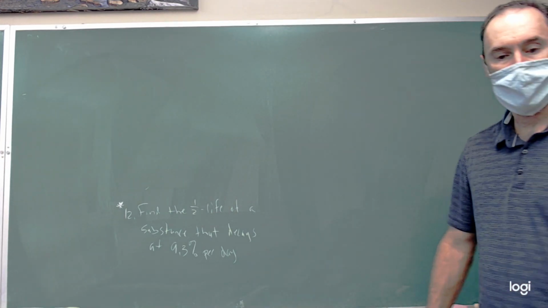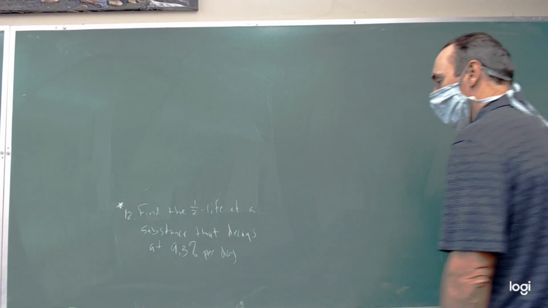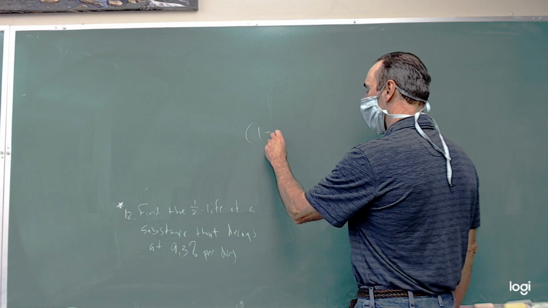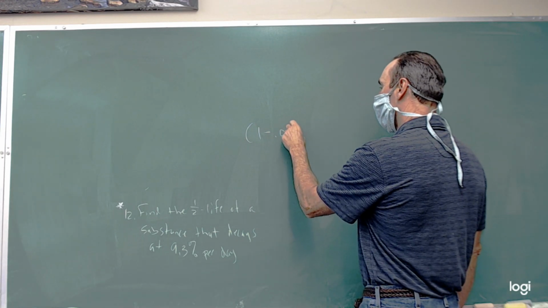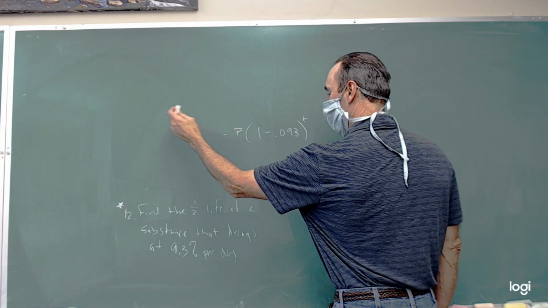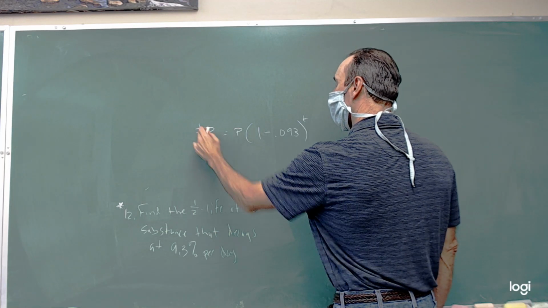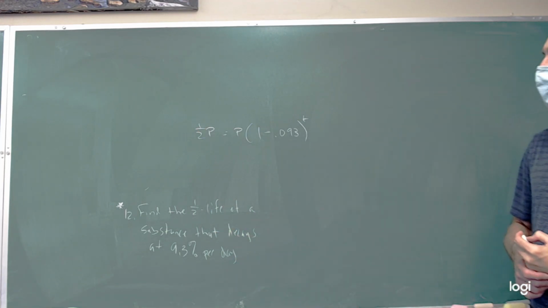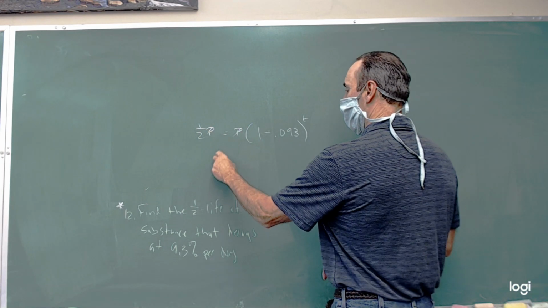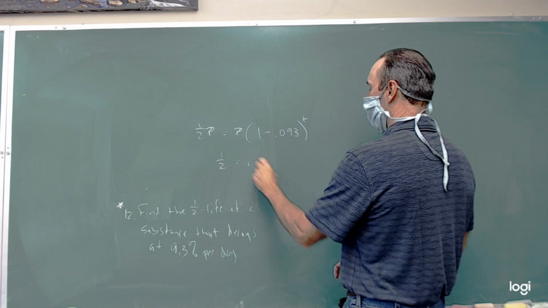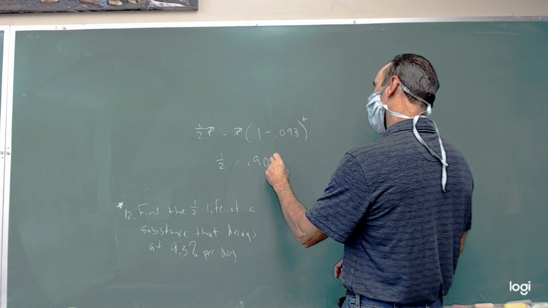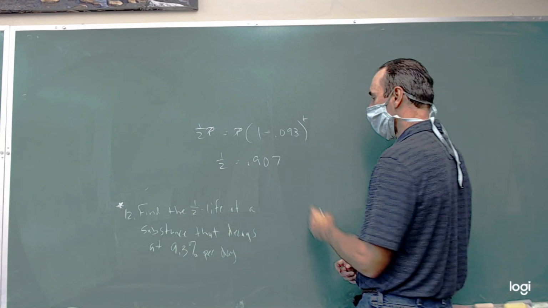Looks like we're reaching agreement here. So since we're decaying by 9.3% per day, that's going to be 1 minus 0.093 to the t, and we want to know how long it's going to take to get half of that. It doesn't really matter how much we start with. So we're going to get our 1/2. And that's going to be what, 0.9, is that 0.07? Is that what that looks like to the t?